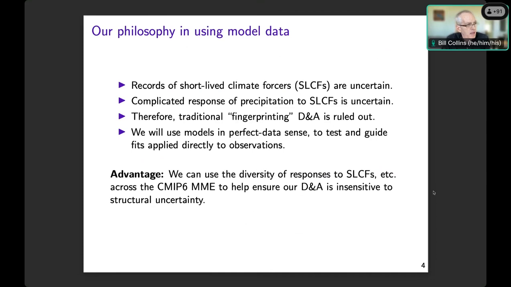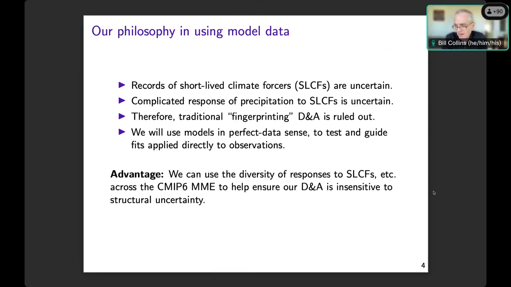I know this is perhaps a controversial statement, but I'll show you why I'm not sure that traditional fingerprinting is really viable in this context, certainly not across the multi-model ensemble for CMIP6, and I'll defend that statement a little bit later. And so what we do in this work is use models in a perfect data sense to construct a mechanism for doing detection and attribution. This is sort of in a Pearl causal sense, and then pivot to using this in a Granger causal discovery mode to analyze observations and then apply exactly the same formula to models and ask whether models can get the same thing we found with observations. And what we do basically is use the climate models to make sure that our detection and attribution is robust to structural uncertainty.